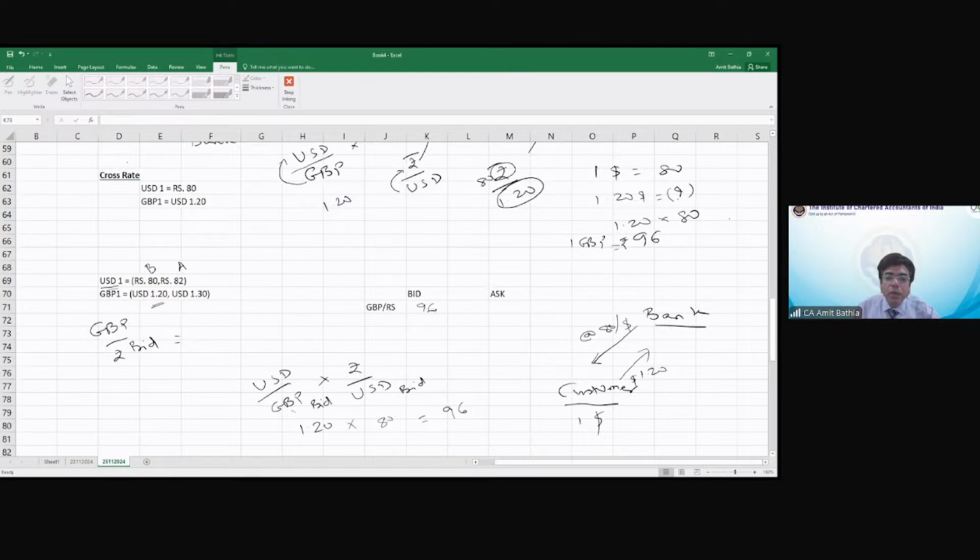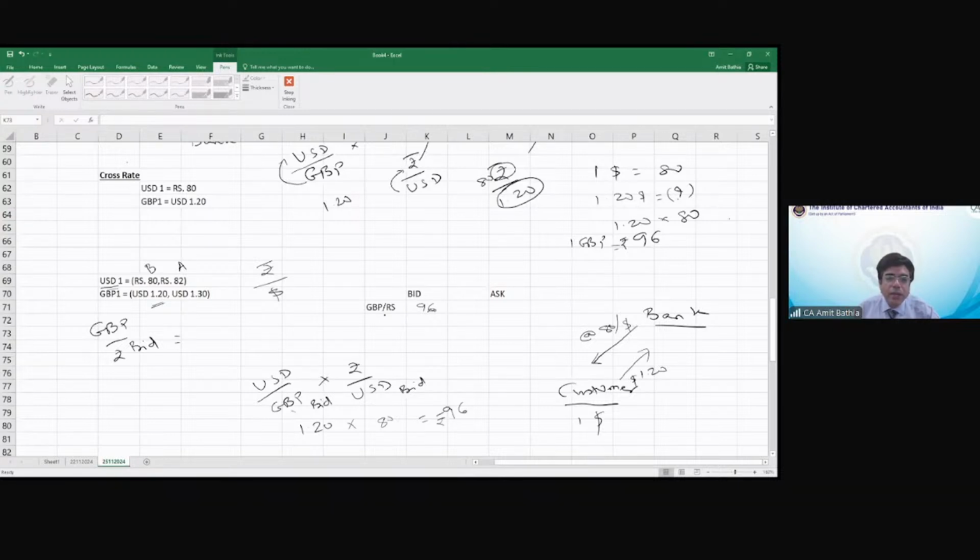Now the same thing I want to do with ask also. Here the rate given is rupee upon dollar, am I right? We are calculating GBP upon dollar in rupees. We converted GBP into dollars. Did we convert GBP into dollars? We got 96, and the 96 we calculated is the rate in rupees.